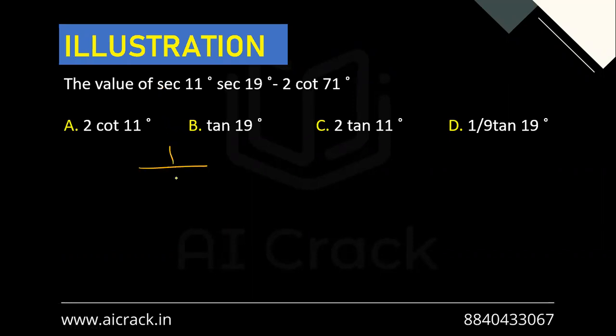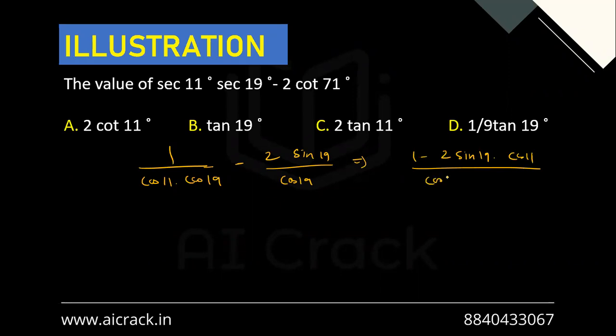So I'll write it as 1 upon cos 11 dot cos 19 minus 2 tan 19, because that would give me sine 19 divided by cos 19, which looks favorable over here. So I'll write it as 2 sine 19 divided by cos 19. I'll take the LCM and get 1 minus 2 sine 19 dot cos 11 divided by cos 11 dot cos 19. I took the LCM because it looked favorable: 2 sine a cos b over here, cos a cos b. So I can apply the formulas over here.